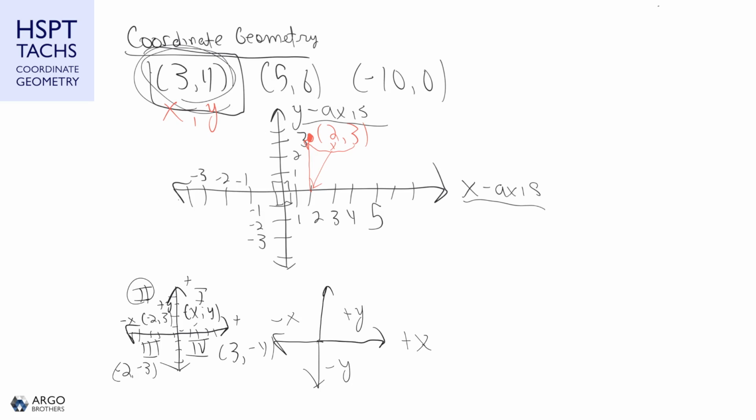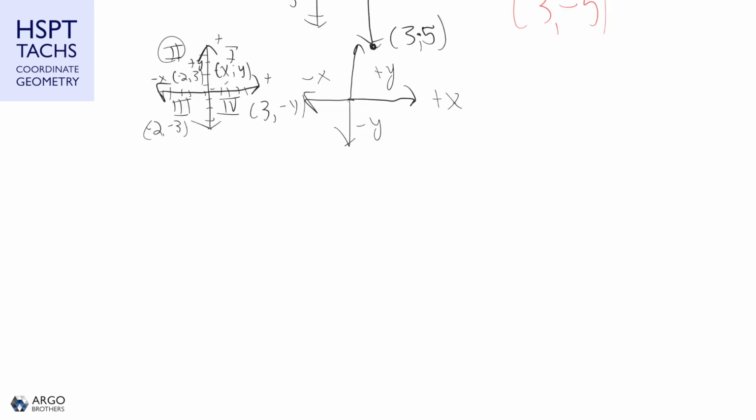Now what if I wanted to find the point (3, -5)? Then I would find the x value that is 3, which is here, and then I would go down 5. And so that would be somewhere here. This would be (3, -5). Okay, great. So that's how we label points on an axis.